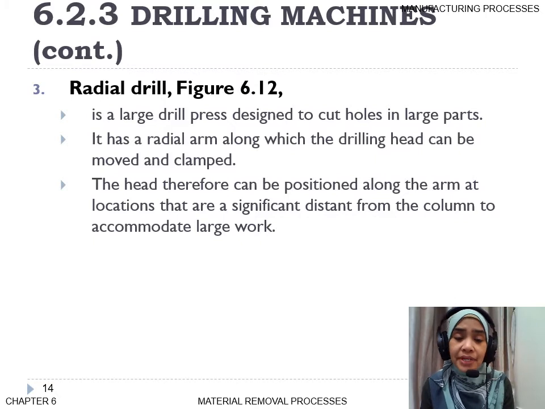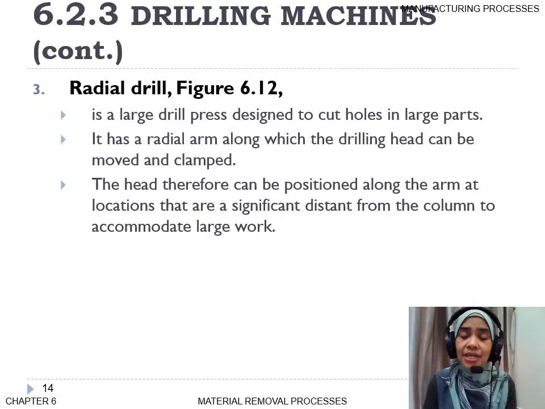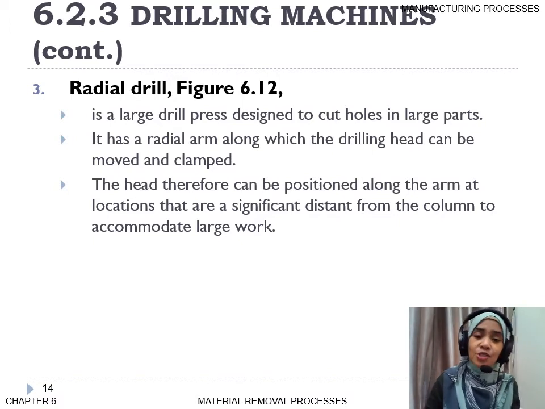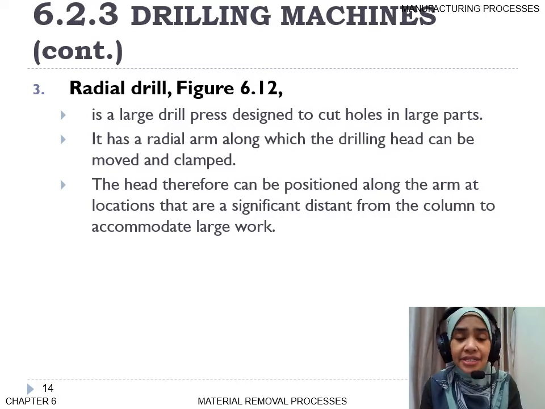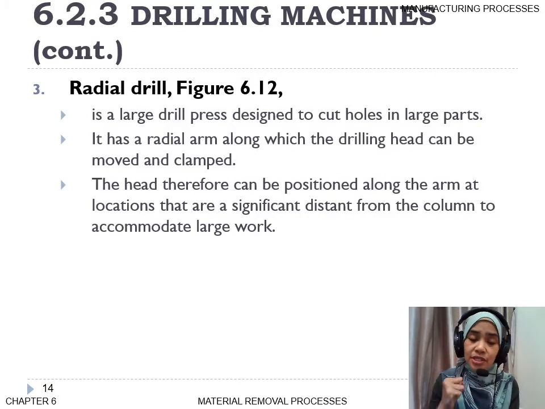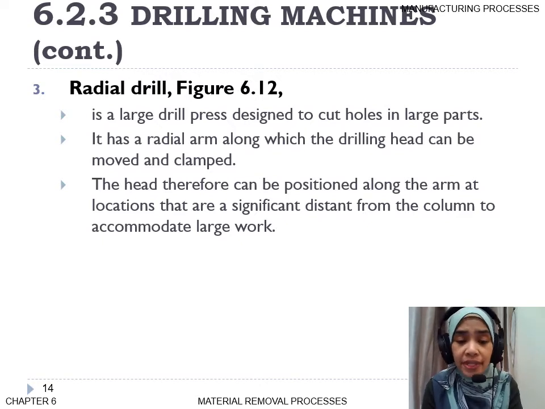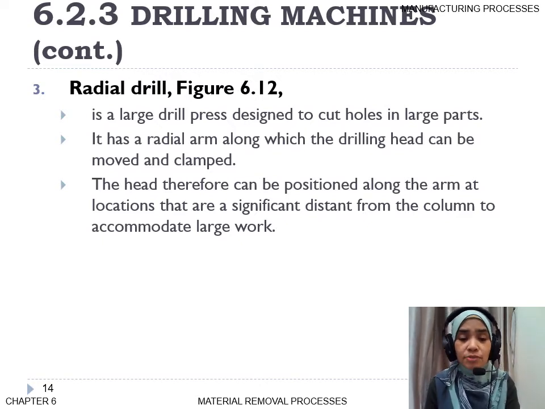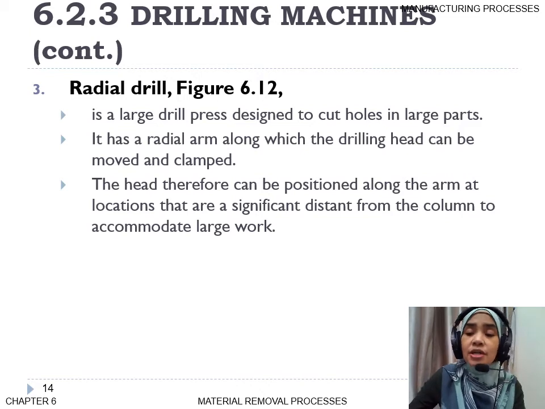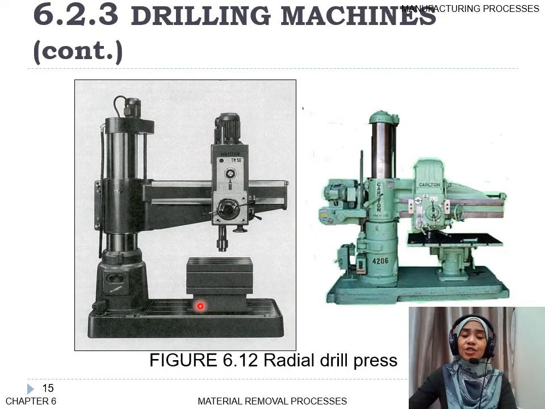The third one is the radial drill. It's a large drill press designed to cut holes in large parts. We have large parts that are not suitable for a bench drill, for example, so we need a bigger machine, and that is the radial drill. In a radial drill, there is a radial arm along with the drilling head, which can be moved and clamped. The head can therefore be positioned along the arm at locations a significant distance from the column to accommodate the larger work. You can see over here.